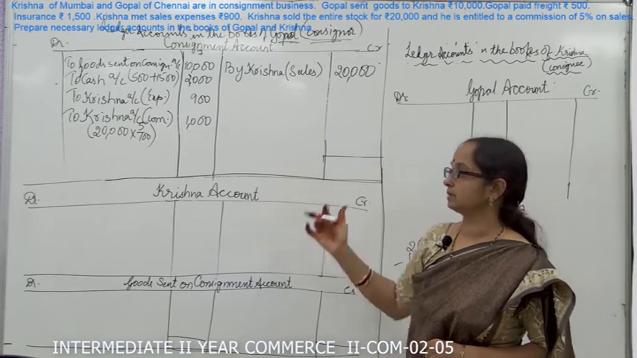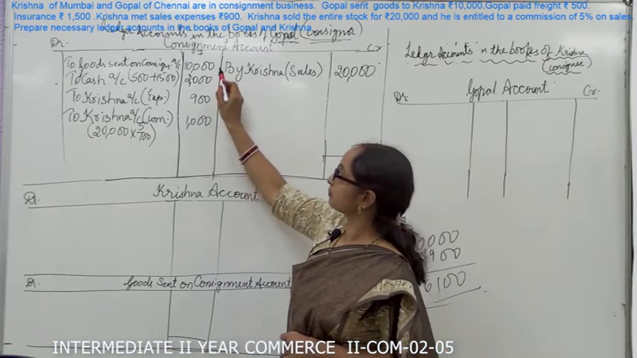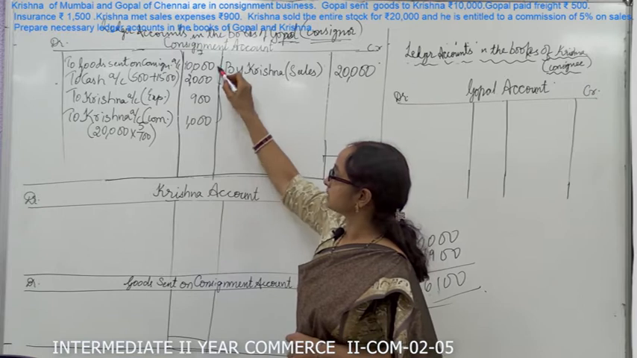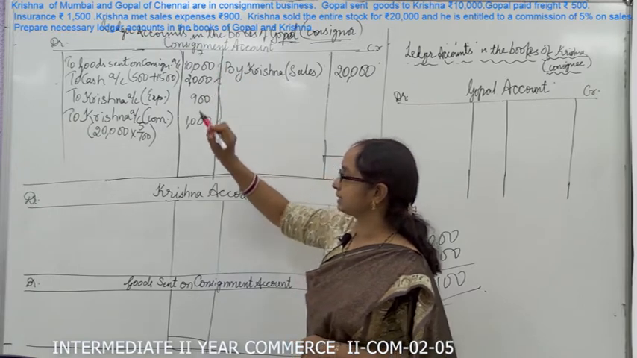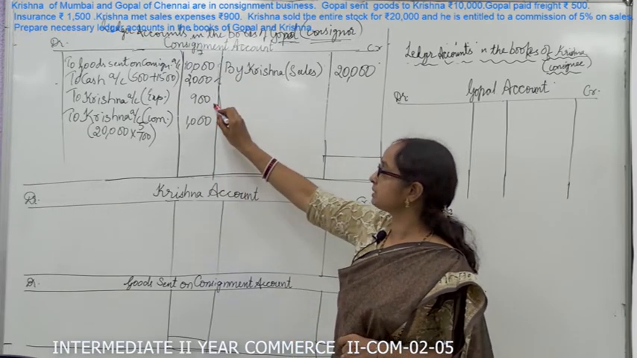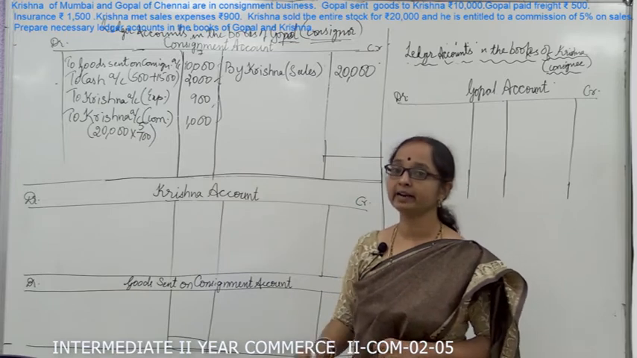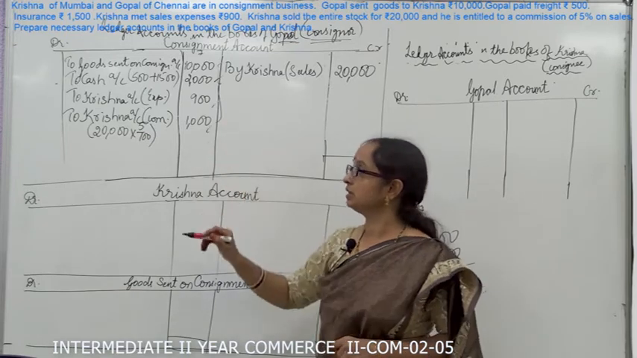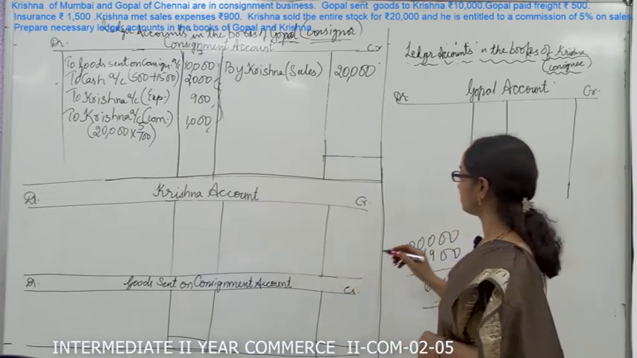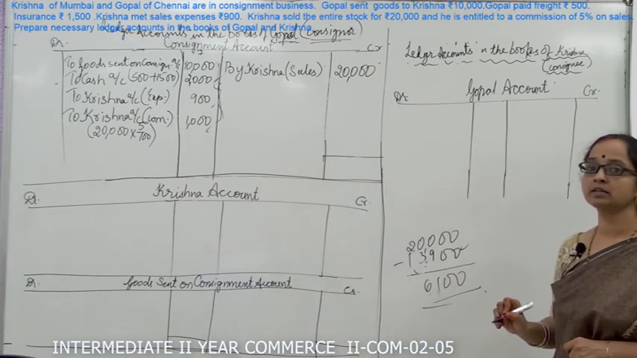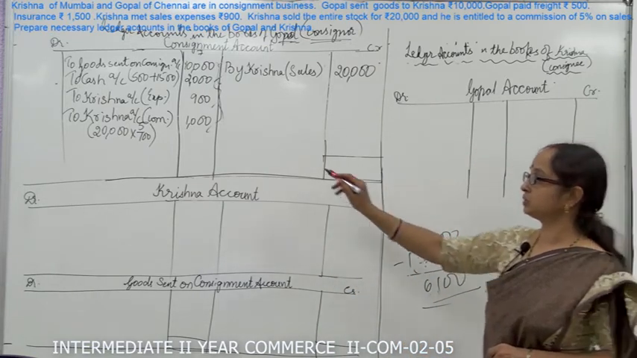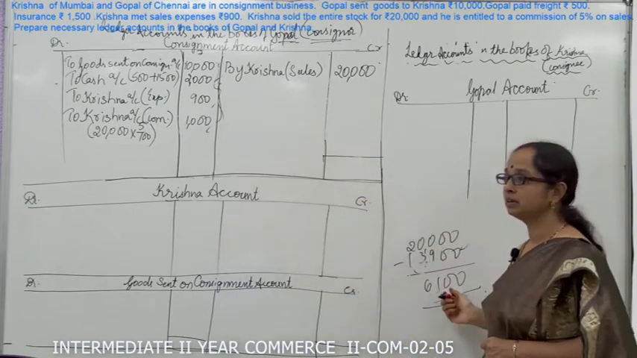Okay, so next. Ippudu chuddam. Now the goods cost is 10,000. Expenses made by consignor is 2,000. Expenses made by consignee is 900 and commission charge is 1,000. So the cost of your total goods amounts to 13,900. Okay, the total of all this is 13,900.